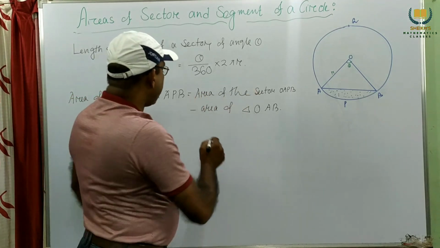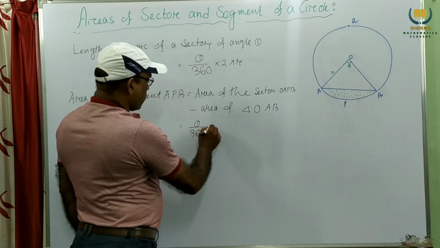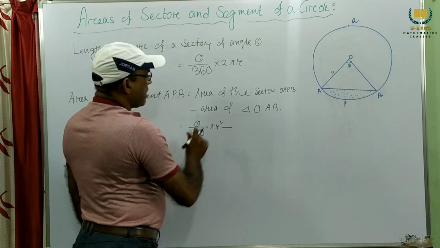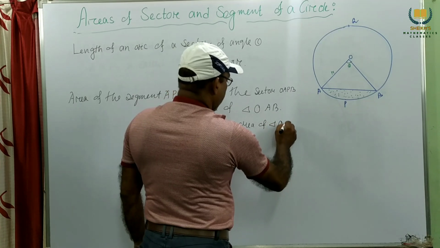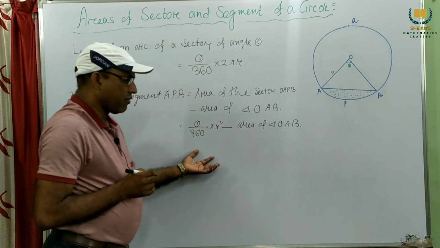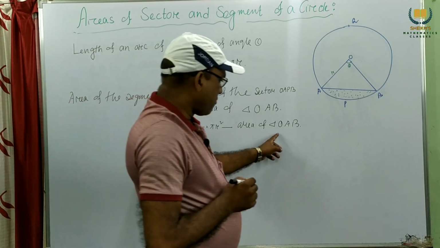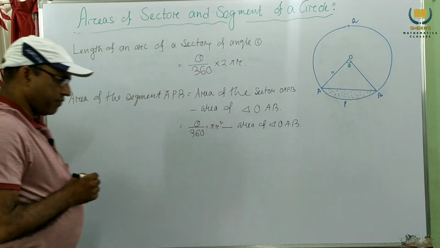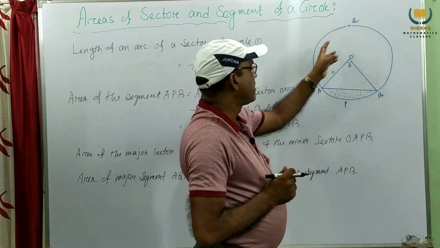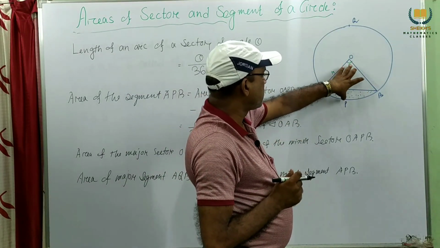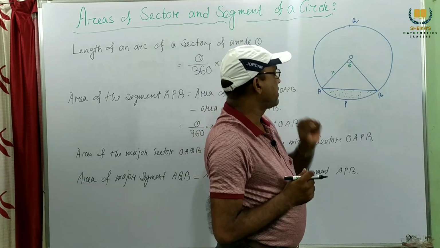The sector area we know is theta by 360 into pi r square, minus the area of triangle OAB. So this is the formula: theta by 360 pi r square minus area of triangle OAB. So we can easily find this area. This is called the major sector, this is called the minor sector, this is called the minor segment, and this is called the major segment.